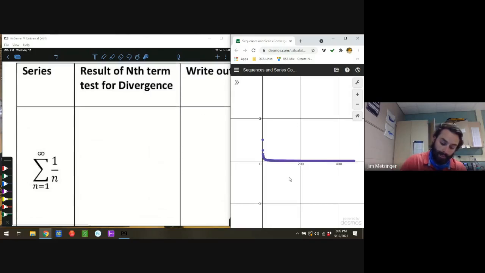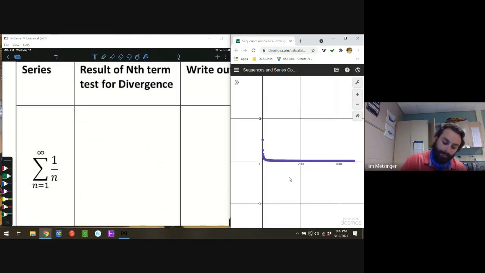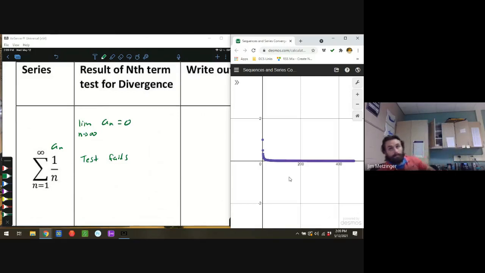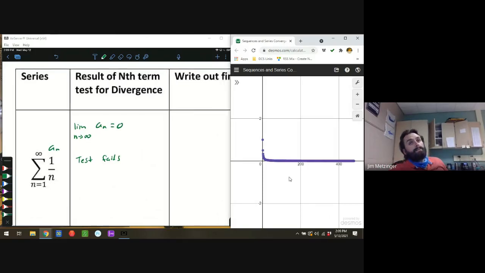So what I do is I write the result of the nth term test, which is the limit as n approaches infinity of a of n, what's on the inside here, is equal to 0. Since it equals 0, the test fails. If it did not equal 0, that means it diverges, which is the one that honestly you root for, because that means there is no sum. All right, so the test fails.